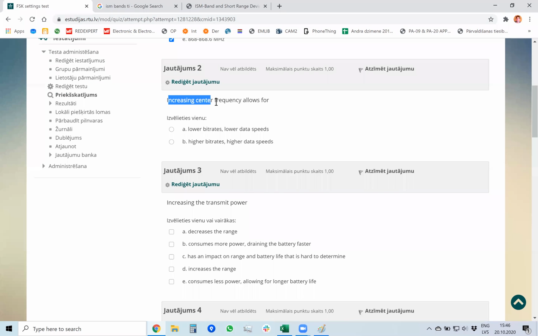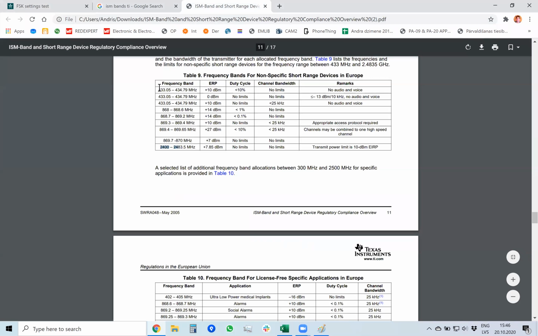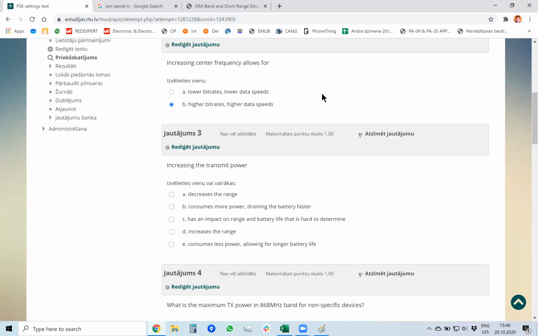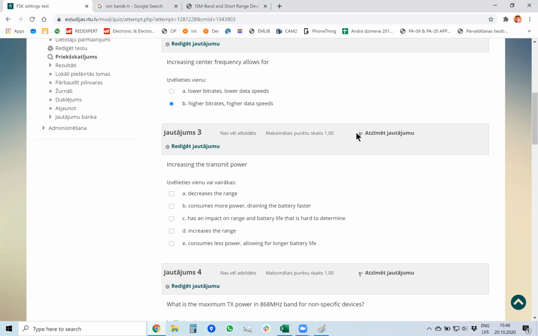Next is increasing center frequency allows for. So if you increase the frequency, for example, from 433 megahertz to 2.4 gigahertz, increasing allows you to get higher speeds. For example, a 5 gigahertz router is even faster than a 2.4 gigahertz router, so higher bit rates, higher data speeds. If the frequency is low, then also the bit rate will be low.